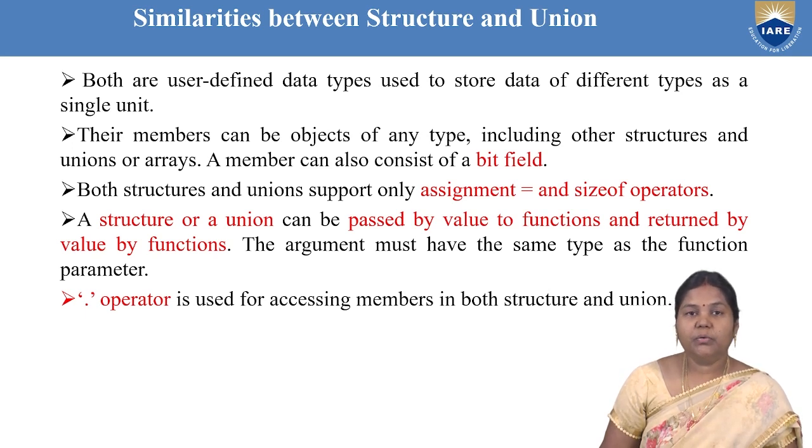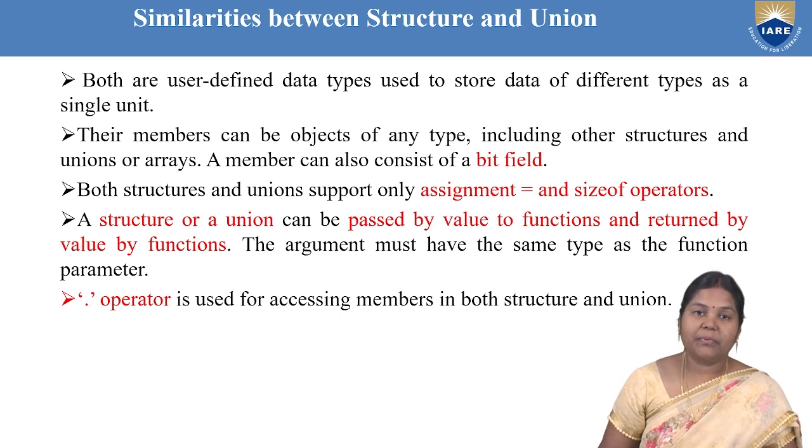Normally, two types of operators are used to access the members of structure and union. One is called the dot operator, another is called the arrow operator. When the structure member is a simple variable, we use the dot operator to access the member. When the member is a pointer type, we use the arrow operator to access it. So the dot operator is commonly used in both structures and unions.